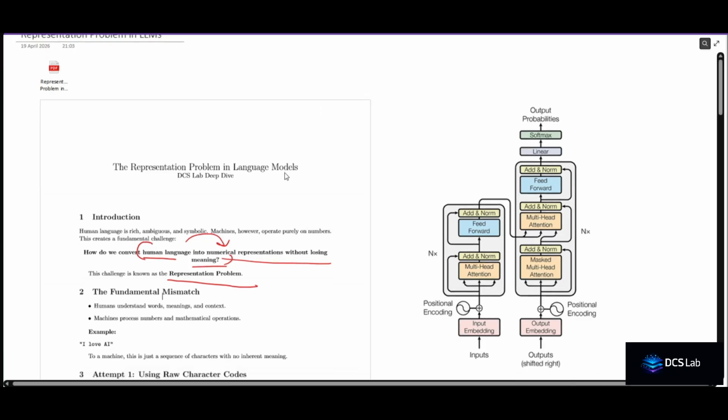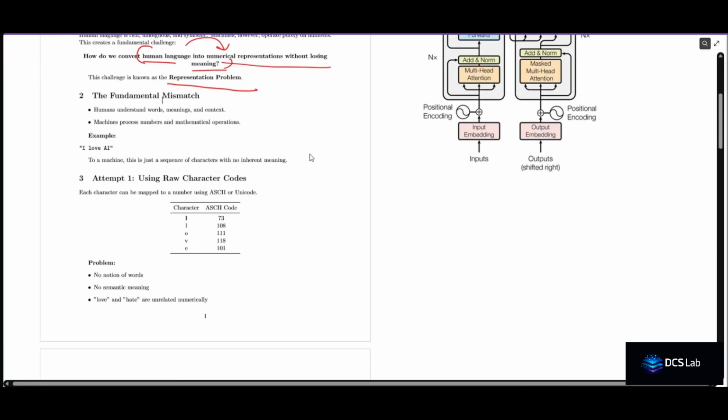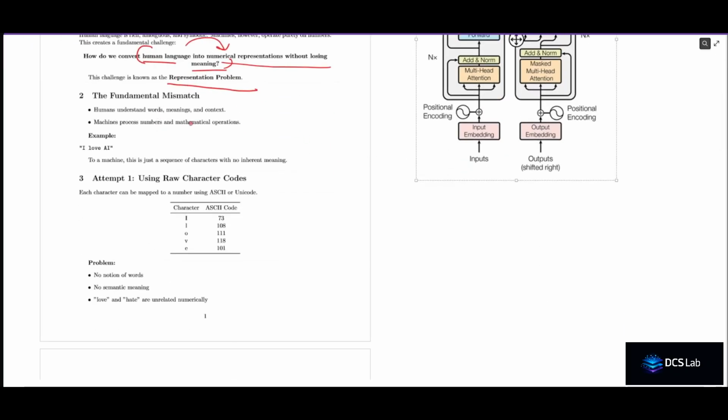The fundamental mismatch is that humans understand words, meanings, and context, right? What about machines? They just process numbers and mathematical operations. They don't understand what we are saying. They can only understand numbers, mathematical formulas, and operations.